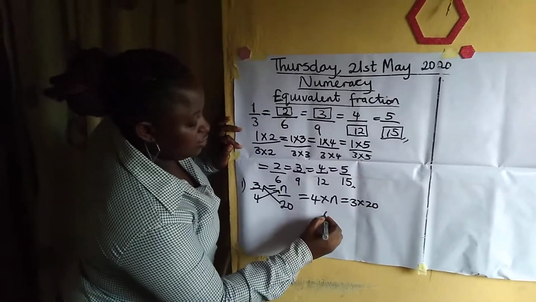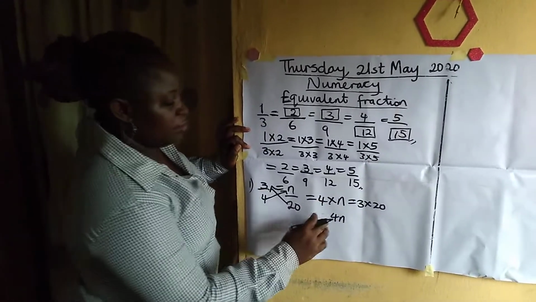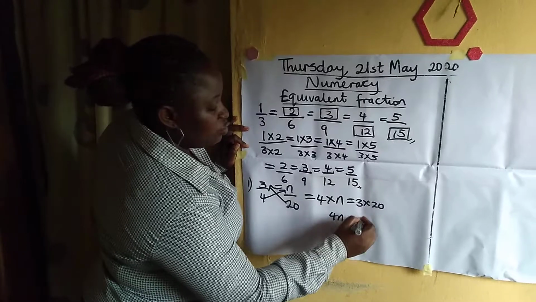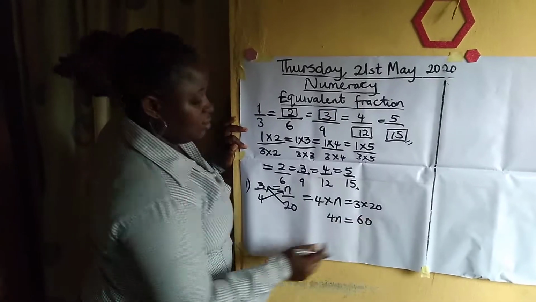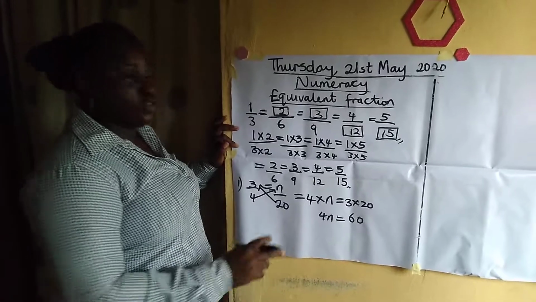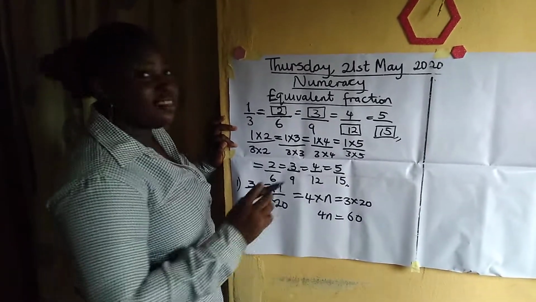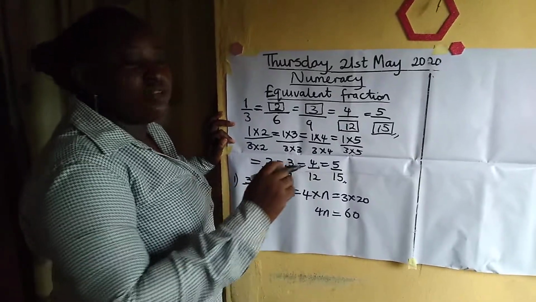4 times n gives us 4n. All you need to do is remove the multiplication sign. It becomes 4n. And then 3 times 20 gives us 60. So we have 4n is equal to 60. Now, the next step is to divide by the value of the coefficient. The coefficient in this case is the number that is close to the letter you are looking for.